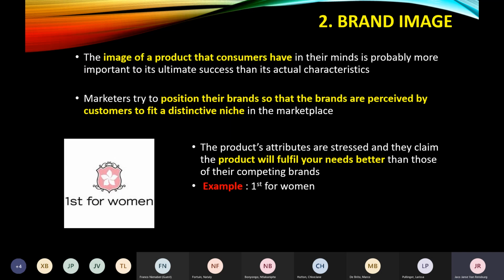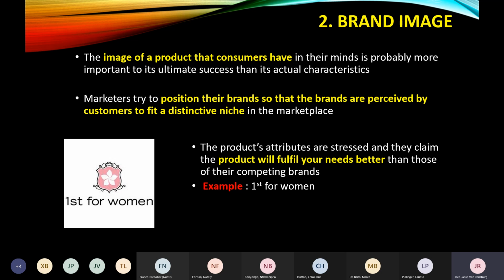The image of a product, or the image that the consumer has of a product in their minds, is probably more important to its ultimate success than the actual characteristics sometimes. I know that we have a particular image of a particular brand in our minds, and that definitely plays a very important part in making a decision as a customer. For marketers then to try and position their brands in such a way that the brands are perceived by the customer to fit a specific niche in the market is very important and is very clever.